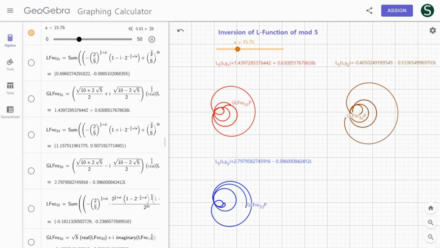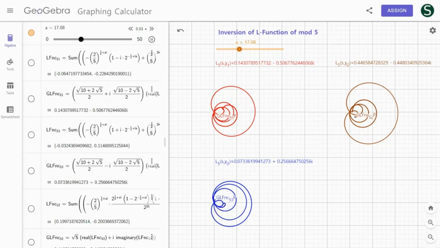The sum and alternating sum of the subordinate zeta functions 5,1 and 5,4 cancel each other, and the sum and alternating sum of the subordinate zeta functions 5,2 and 5,3 cancel each other, so the odd character expands into a negative odd zeta function, and the even character expands into a negative even zeta function. The L-function inversion of odd characters is symmetrical, like the L-function inversion of mod 3.